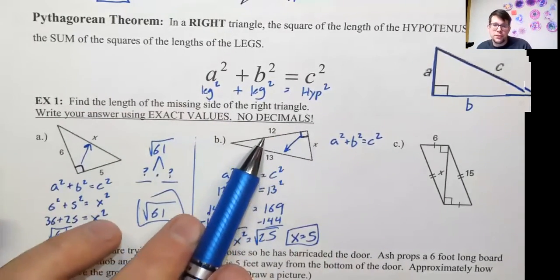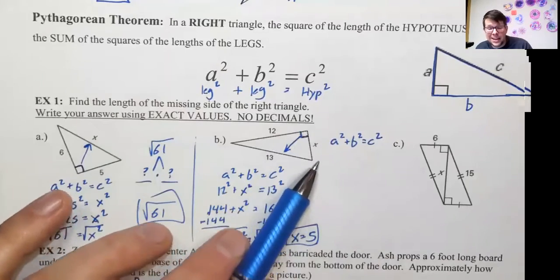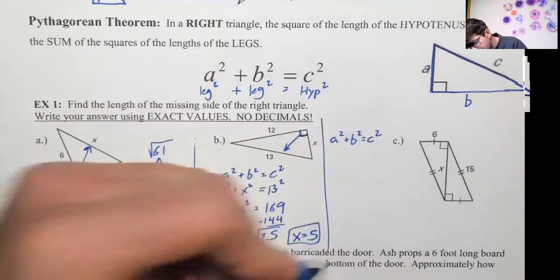I'm looking for some numbers that are definitely smaller than 12 and 13, probably about half the size. And so 5 is going to fit that bill really, really nicely.